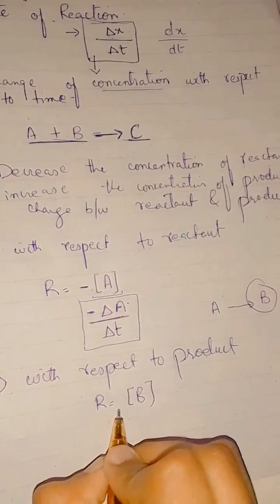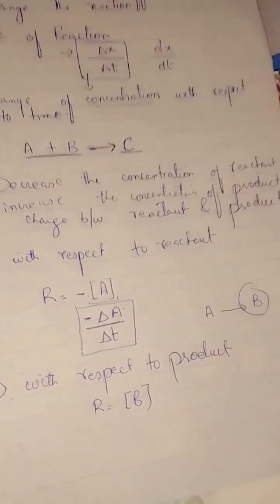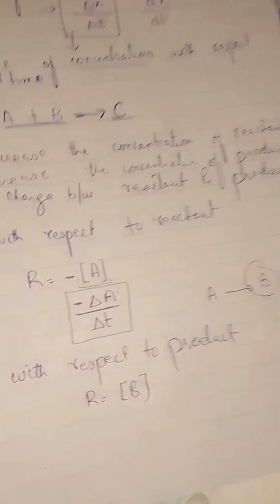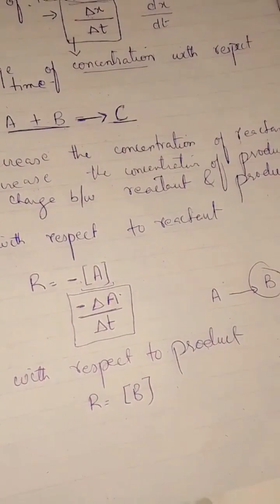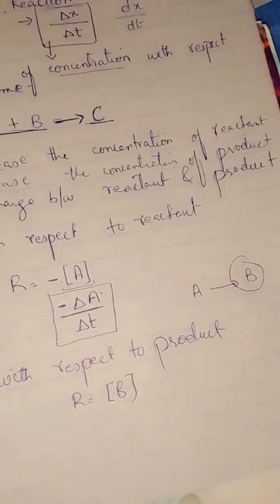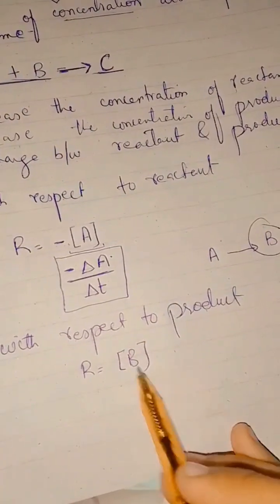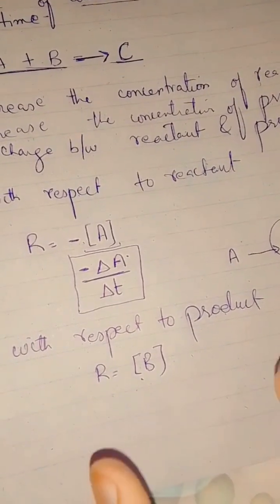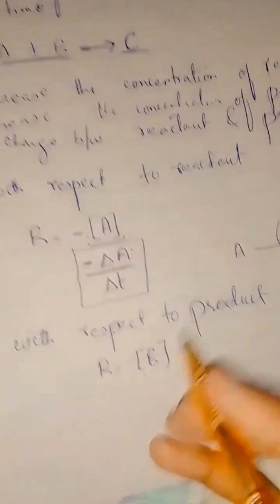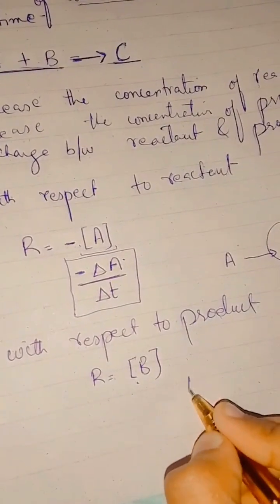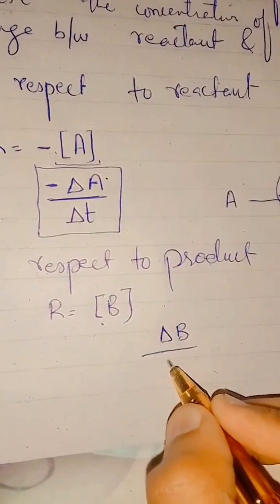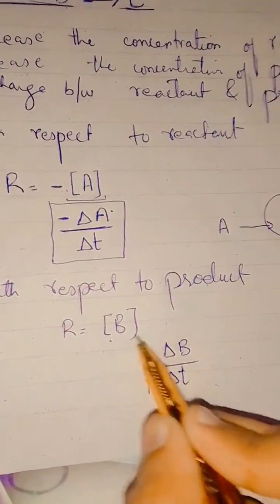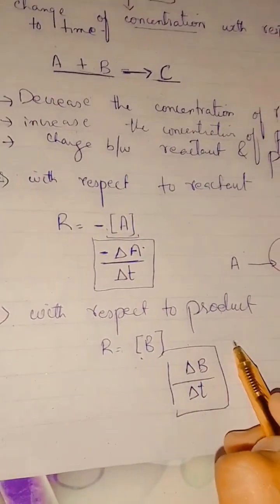It will not have a minus sign because it is a product that is formed, it is not consuming, it is not decreasing. A product is formed by the changing of the reactant, so it will not be with the minus sign. So if we derive an equation of this, that will be delta B divided by the time, meaning with respect to time. That will be the equation with respect to the product.